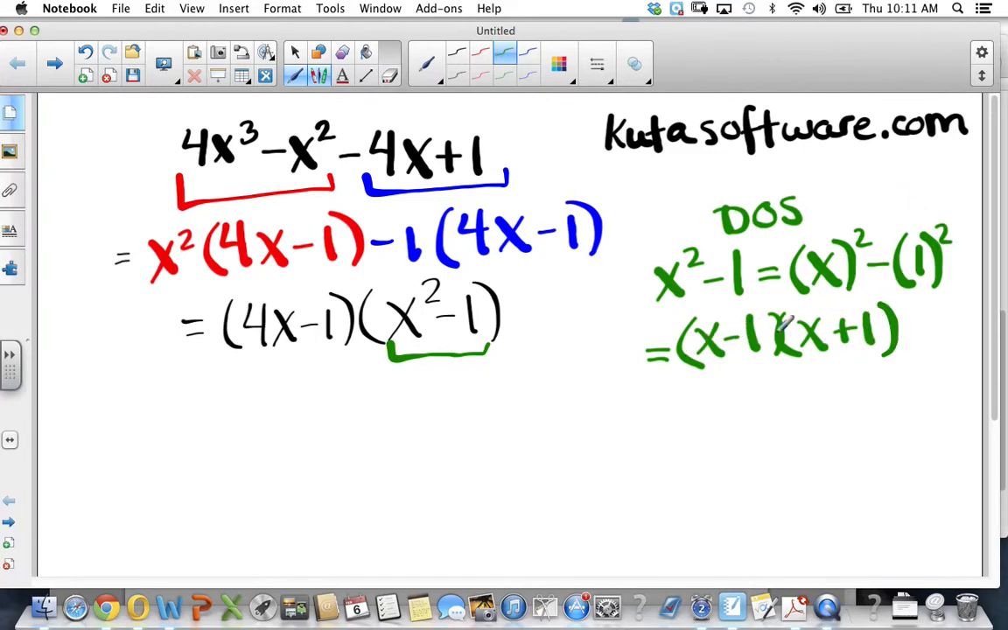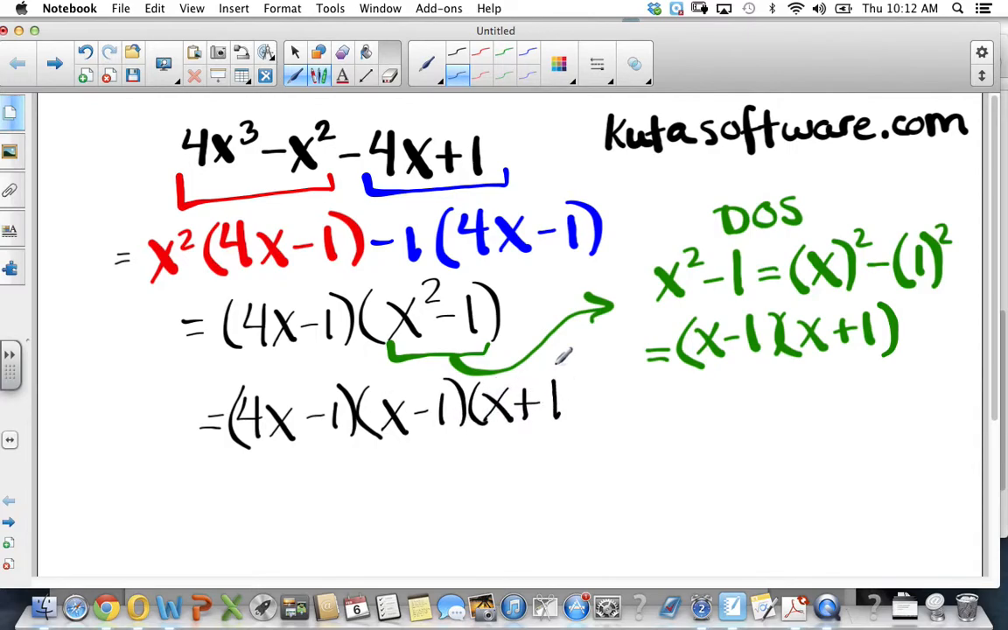And if you were to multiply this back out, you would see that the middle term does indeed cancel out, and you'd be left with x squared minus 1. So sometimes you're not quite finished. You need to make sure that the factors that you've created don't have additional factors. And in this case, x squared minus 1 was also factorable, so you have to keep going for it to be considered completely factored. So our final answer is 4x minus 1, x minus 1, x plus 1.